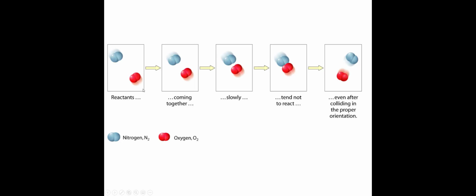Also, if they come together too slowly, that is, they don't have enough kinetic energy, even if they're in the right orientation, which is what we're trying to show here, that won't be enough energy for the bond breaking to occur between the nitrogen and the oxygen, and therefore they will just bounce off of one another, and there will not be a reaction observed.